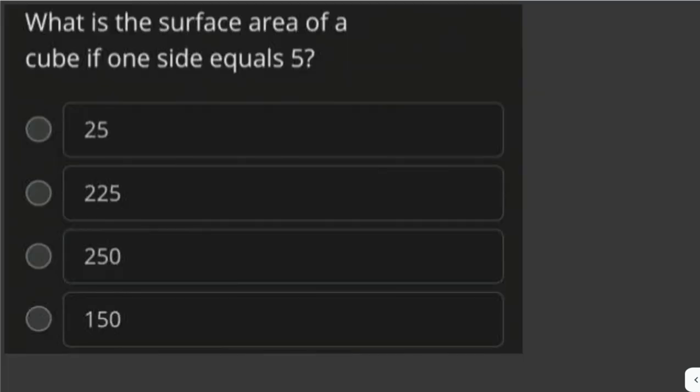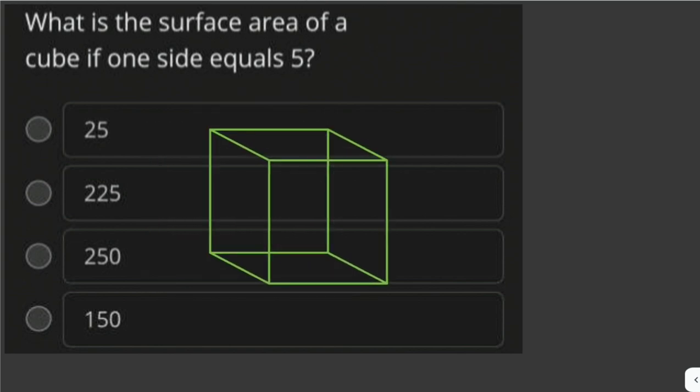What is the surface area of a cube if one side equals 5? Okay, let's say this is our cube, and it says one side is equal to 5. So this is equal to 5. Now to solve for the surface area of a cube, the surface area of a cube is just equal to 6 times the square of its side or edge.